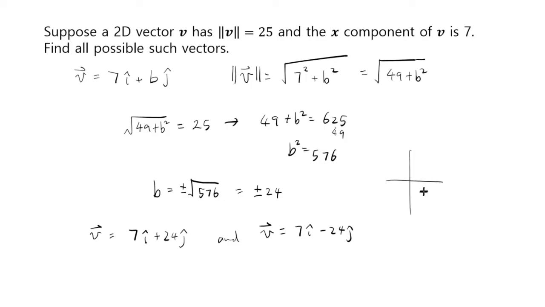Graphically, it means this. Let's say 7, here's like 24, and here's negative 24. So you have two vectors of the same size whose x component is 7. And you can draw this, the first vector, 7 comma 24, and then the other vector is 7 comma negative 24. As you can see, they both will have the same size, and the size will be 25.